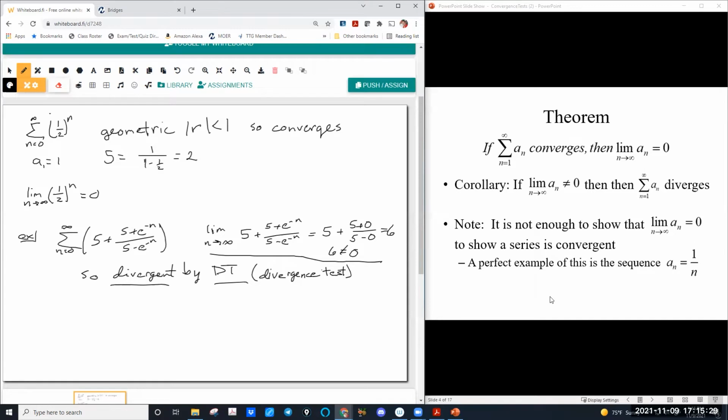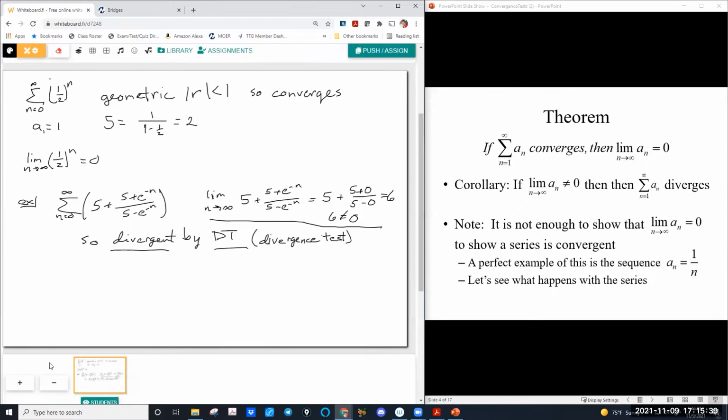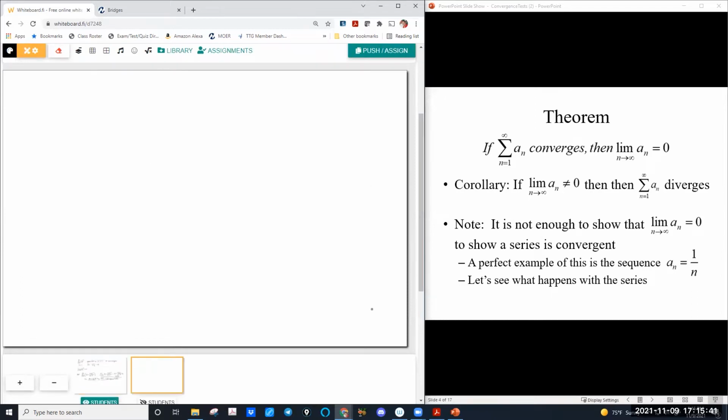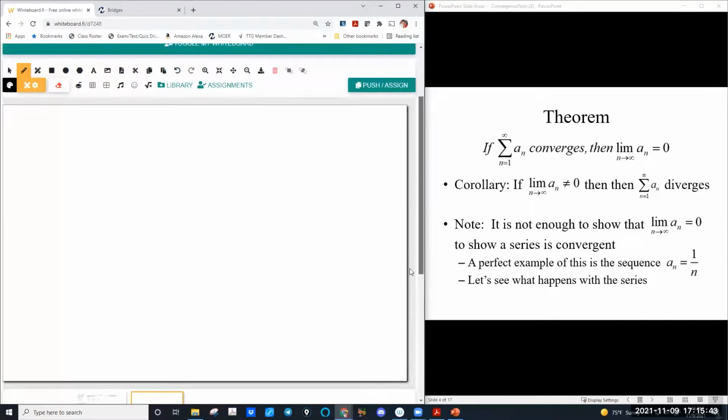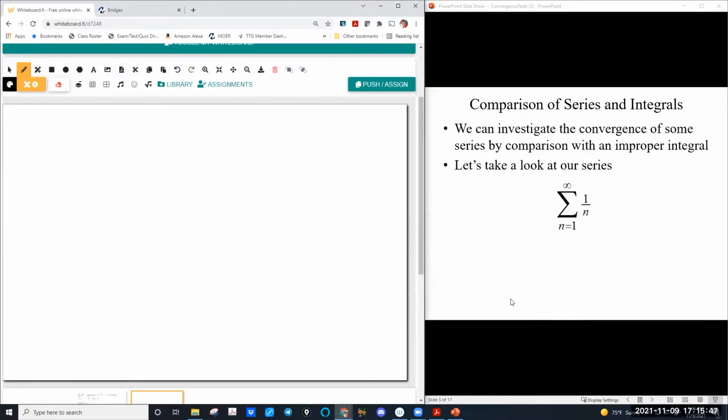And the perfect example is going to be this guy, 1 over n. All right, we're going to take a look at this series. This was the last one from that first slide too, so we're getting to all of them. And again, guys, if you have questions as we go through this stuff, feel free to ask. But we're going to look at this series, from n equals 1 to infinity of 1 over n.